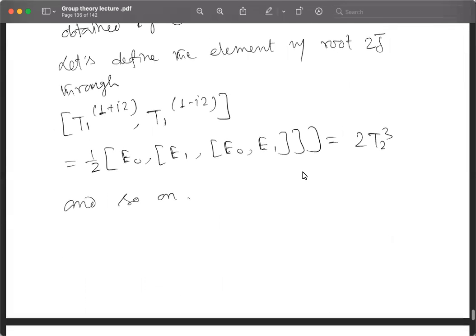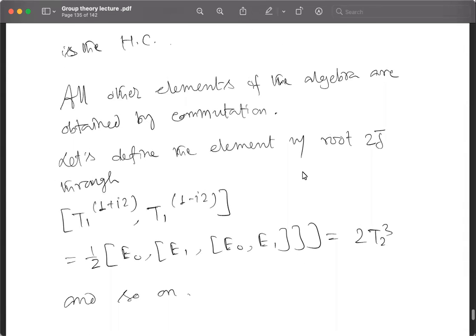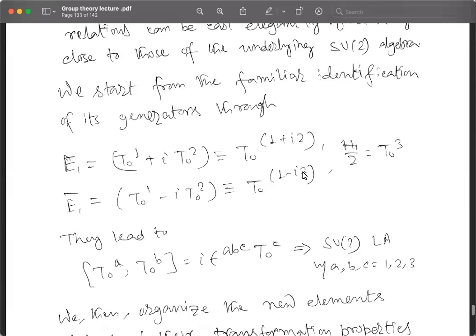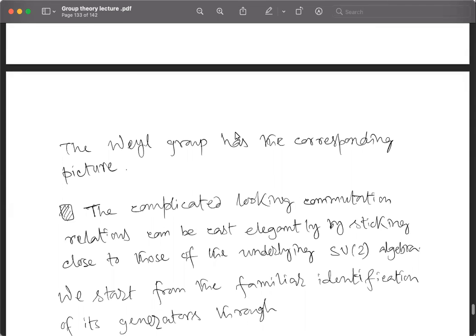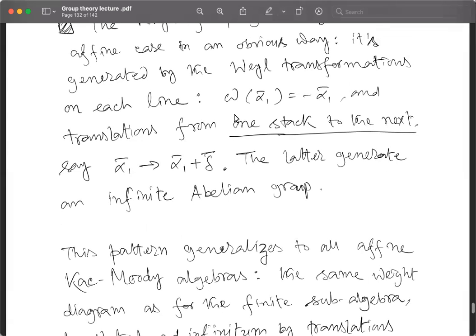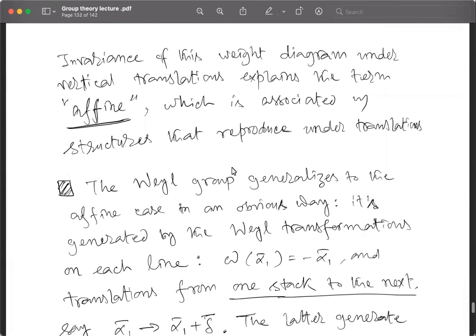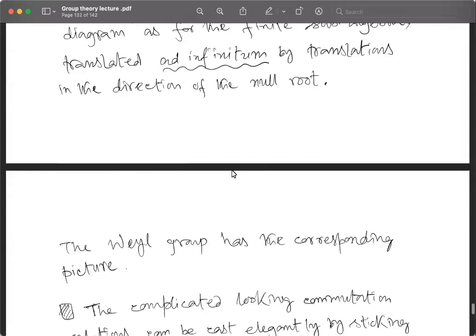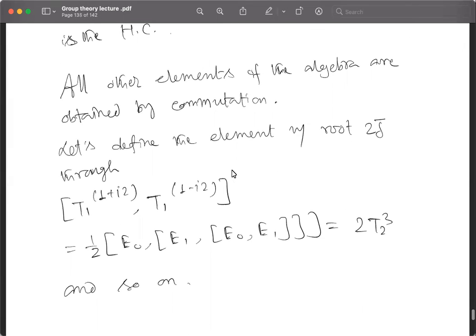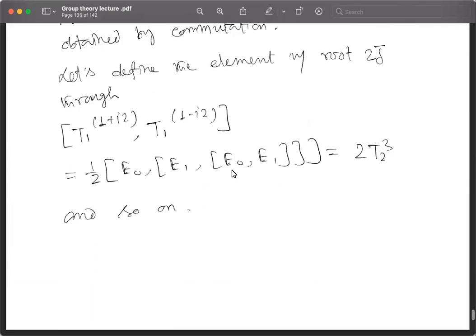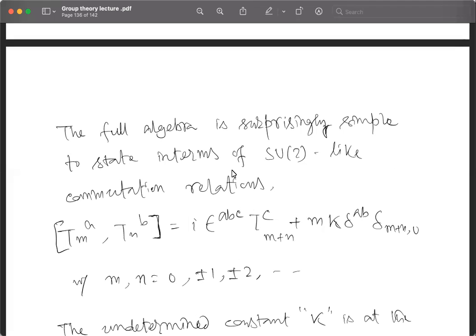Well, so far we have discussed how to construct, as you can see in the last video, the Weyl group presentations and the Weyl group transformation, how they change our algebra, and then from there the affine Kac-Moody algebra. From then onwards, we'll try to see the full algebra. It's basically surprisingly simple to state in terms of SU2, like commutation relations.